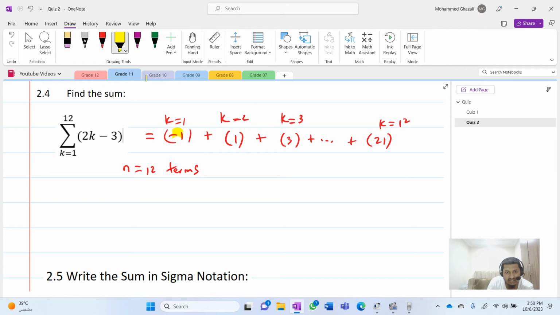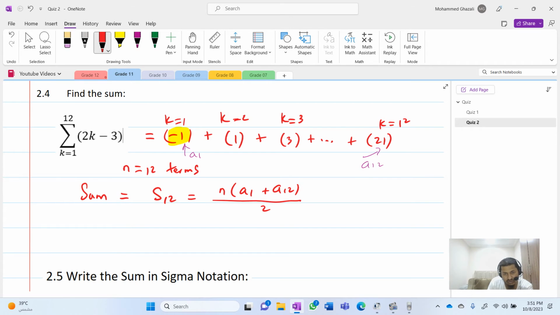We know that the first term is a1, and that's the last term, which is a12. So we want to find the sum. The sum means S12. S12 is n over 2 times (a1 plus a12), that is n times (a1 plus a12) divided by 2. So n is 12, a1 is minus 1, plus 21, divided by 2. So it looks like we have 6 times 20, which is 120.